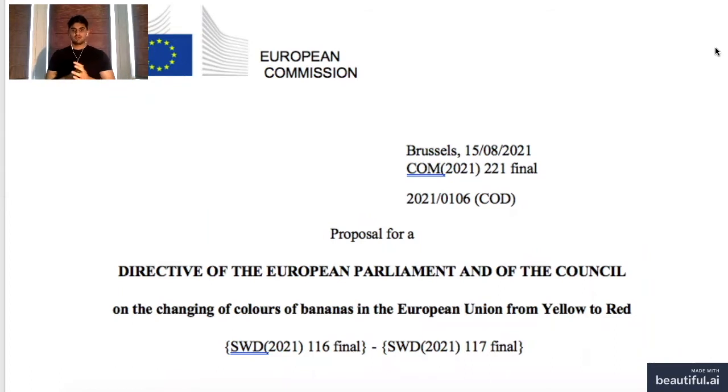Okay, it'll say: proposal for a directive of the European Parliament and the Council on the changing of colors of bananas in the European Union from yellow to red. So very, very simple. And this would be something that the next two institutions will look at, debating, amending, and trying to pass as law.